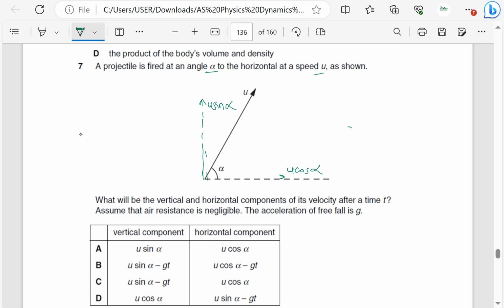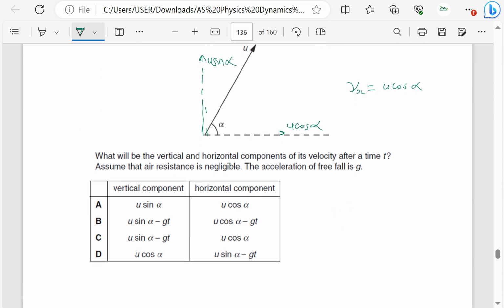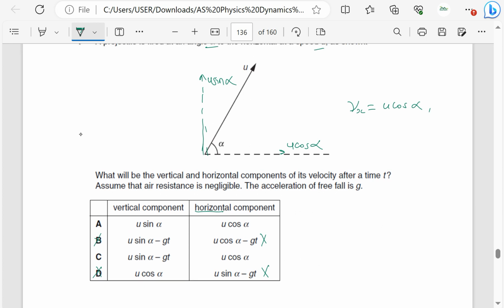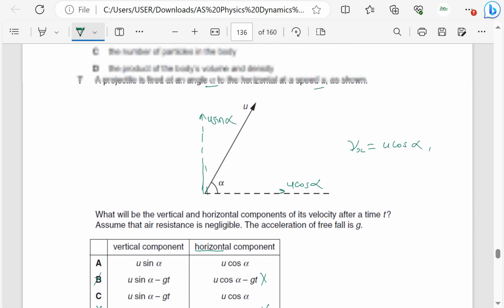So remember, velocity in the horizontal remains constant, so it will remain u cos alpha in the horizontal. Velocity in the horizontal remains constant throughout. So we ignore B and D. Considering horizontal, the velocity remains constant. But the velocity in the vertical changes because there's an acceleration in the vertical. The horizontal one is constant because acceleration in the horizontal is 0.